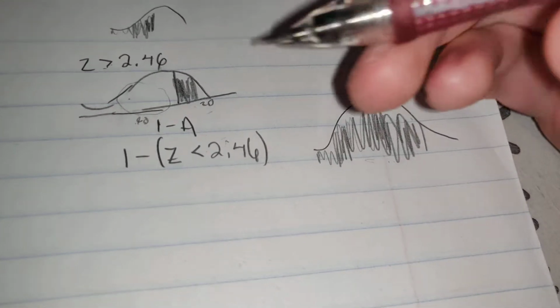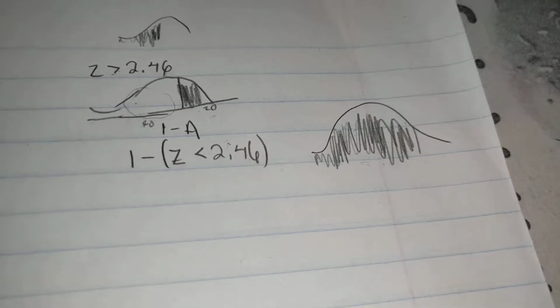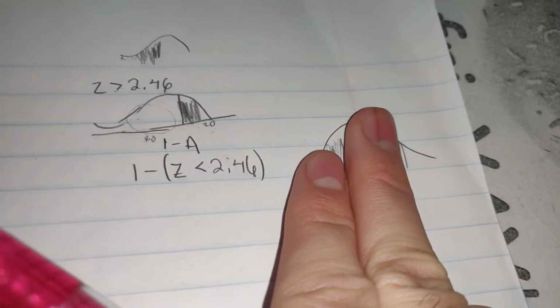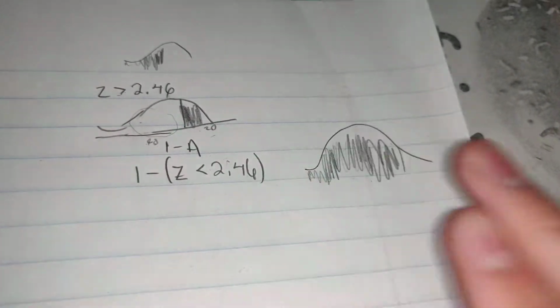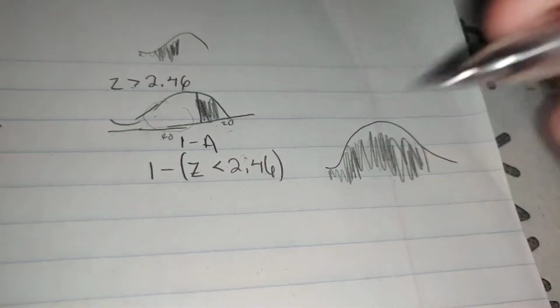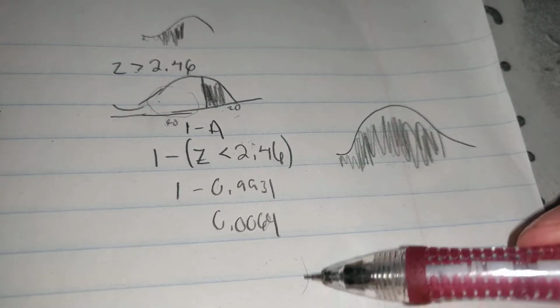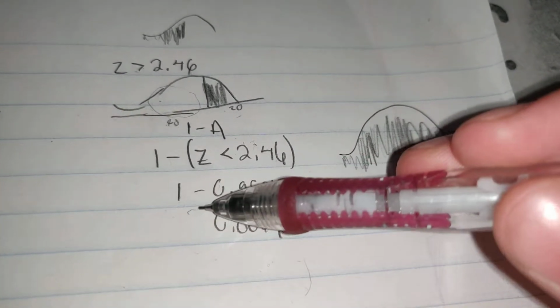Okay? But I hope this makes sense. By doing this, we find the left side of it, but since we subtract from 1, that'll give us this side. So that's what's left over, which is what we want. If we subtract this from 1, we get this. And when you go to the z table, 2.46 that way, you get 0.9931. Then you subtract that from 1 and you get this.